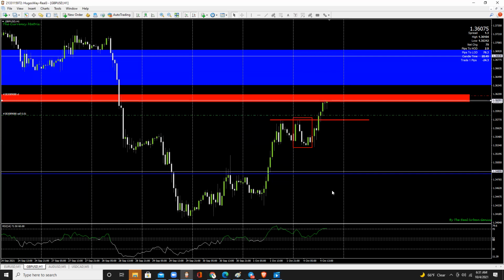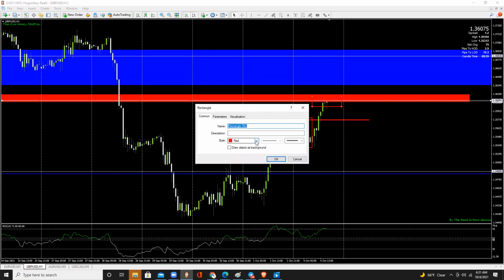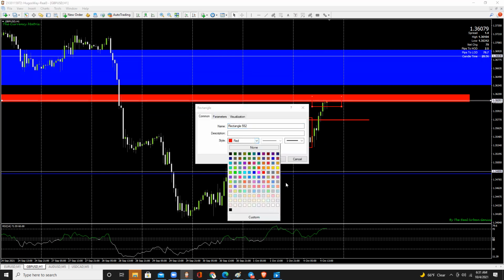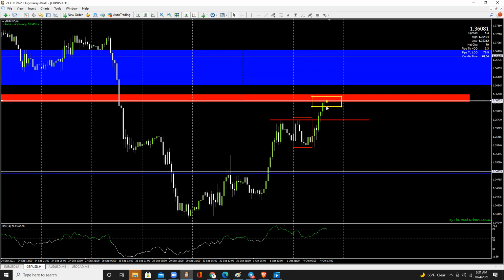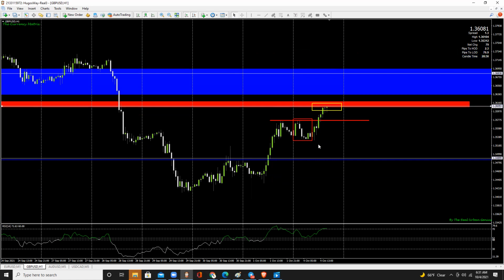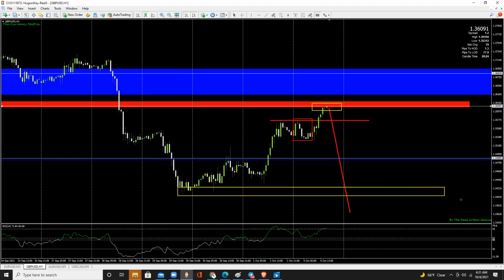Now, leaving the Asian range, we've got the London session. The London session high and the New York session high are here, both in the same area. So with this pattern playing out as it's doing, we can assume price will come back here and retest these levels.